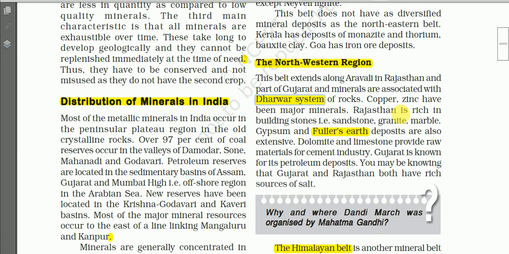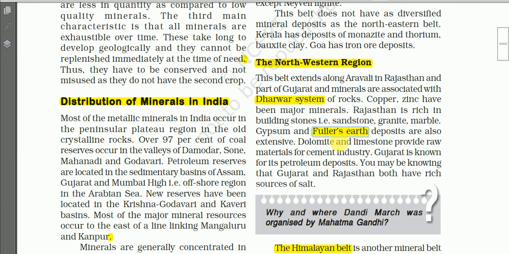And so in the northwestern region, copper and zinc are the major minerals, and Rajasthan is rich in building stones like sandstone, a type of sedimentary rock, granite and marble. Actually, granite and marble are types of metamorphic and igneous rocks. Then gypsum, which is used in making cement, and fuller's earth. These are the important minerals and rocks found in Rajasthan.